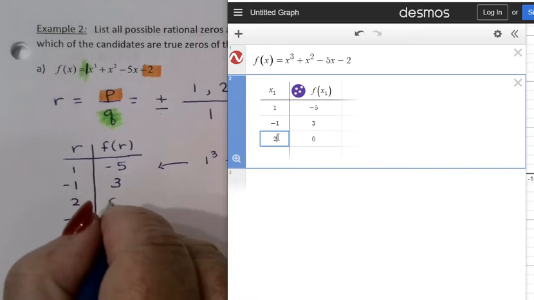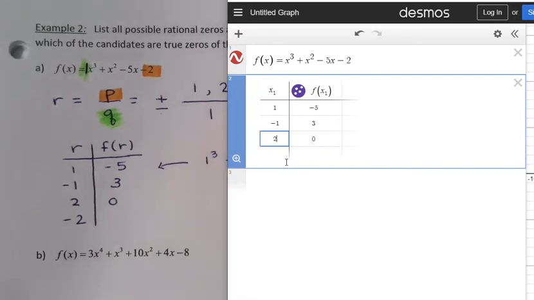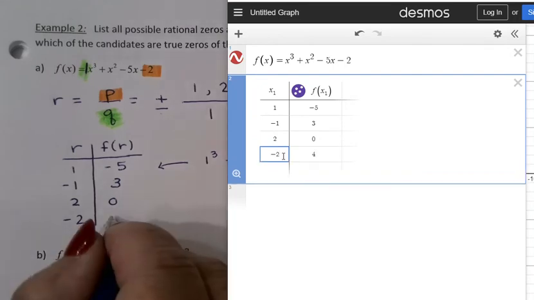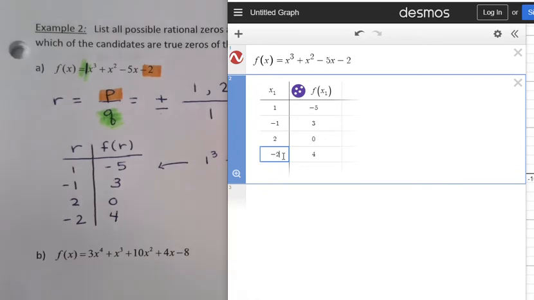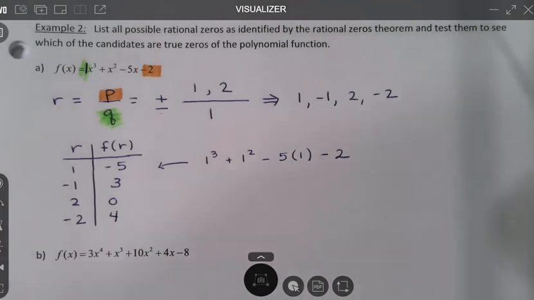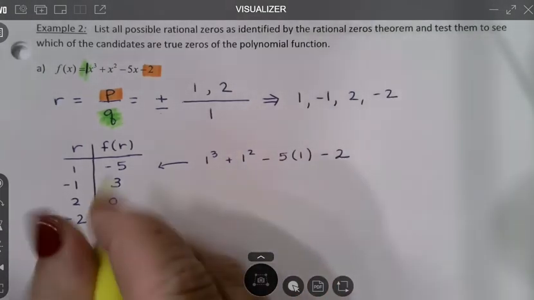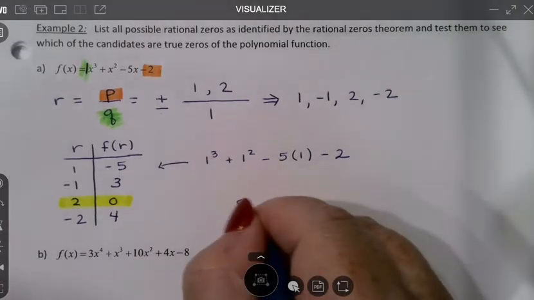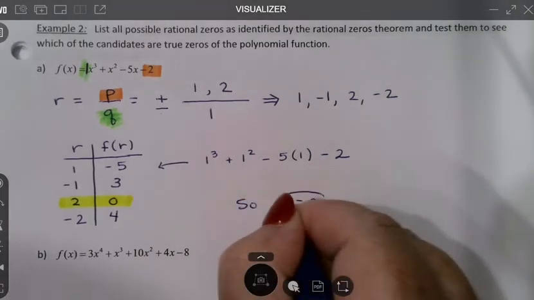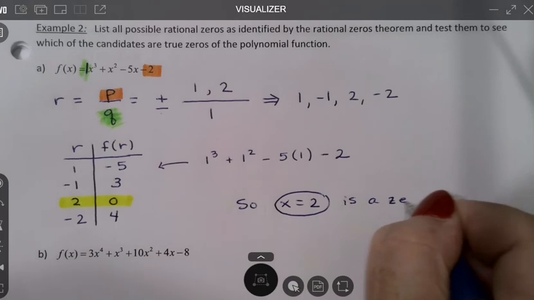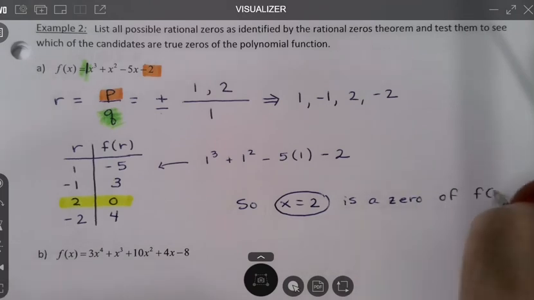2 gives me 0, so that's one of the ones I'm interested in. And let's see if there's any others. Does negative 2 work? It does not. I get 4. So, the only one of my possible rational zeros that worked was 2. That means x equals 2 is a 0 of this polynomial f of x.